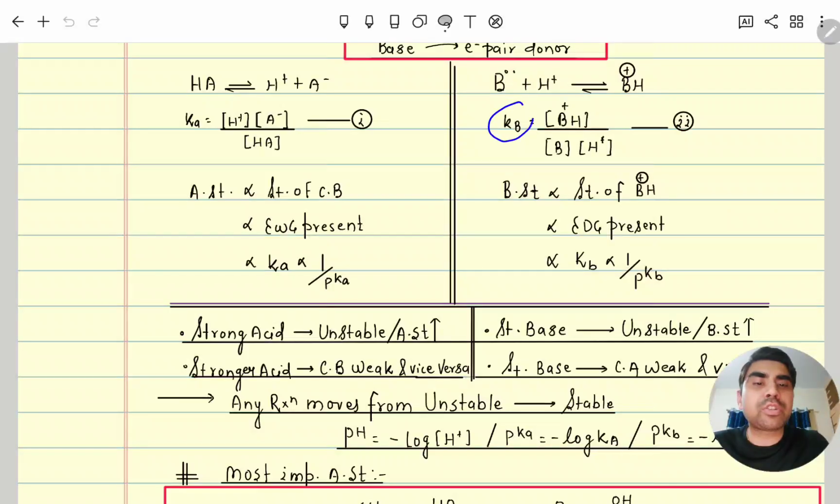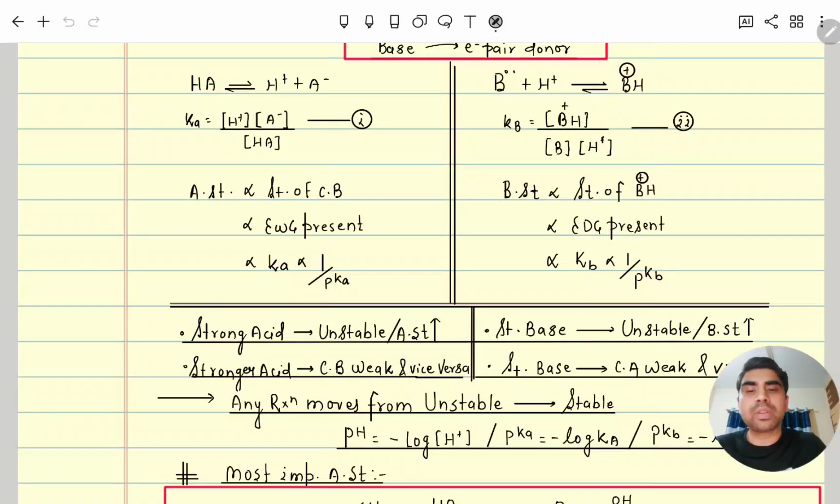Basic strength is directly proportional to Kb. The higher the Kb value, the more the reaction will move forward, meaning more basic strength, meaning inversely proportional to pKb, because pKb is equal to minus log Kb.